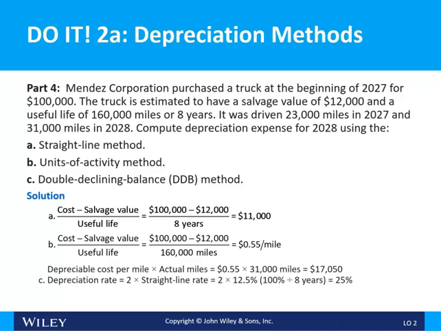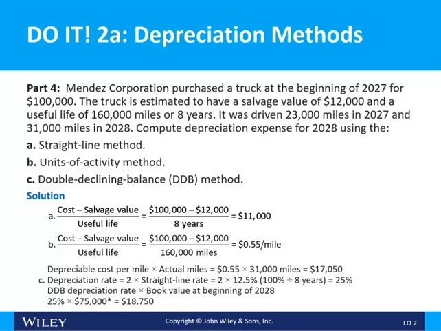How did we come up with the 12.5%? Well, the example they show here is 100% divided by the useful life in years, so 8 years. So 100% divided by 8 is 12.5%. Simply 1 divided by the useful life in years, so 1 divided by 8 will give you 0.125, which is the same thing. So we're going to take 25% times the book value. So for 2028, that is going to be 25% times $75,000 equals $18,750 is our 2028 depreciation expense.